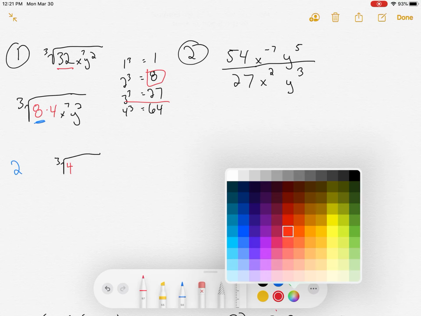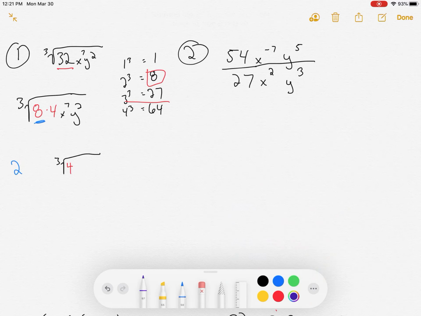Now for my x's, again, this is like the get out of jail thing. It has 7 tickets. It needs 3 to get out, so I can get out 2 times with 1 left over. And my y's need 3 tickets to get out. It only has 2, so it stays in. Your final answer would be 2x squared times the cube root of 4xy squared.